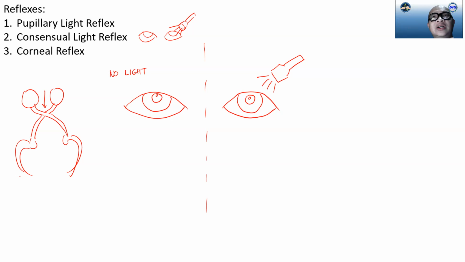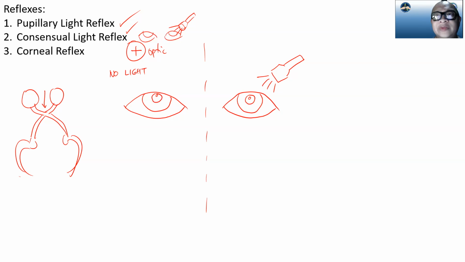Okay, so if you cover this, shine a light here, you see constriction, you check the other side. There should also be constriction. Then you can say your consensual light reflex is intact. What are you testing? Well, the same structures as your pupillary light reflex, plus just add your optic tract or your optic chiasm, or the thing that links the two eyes.